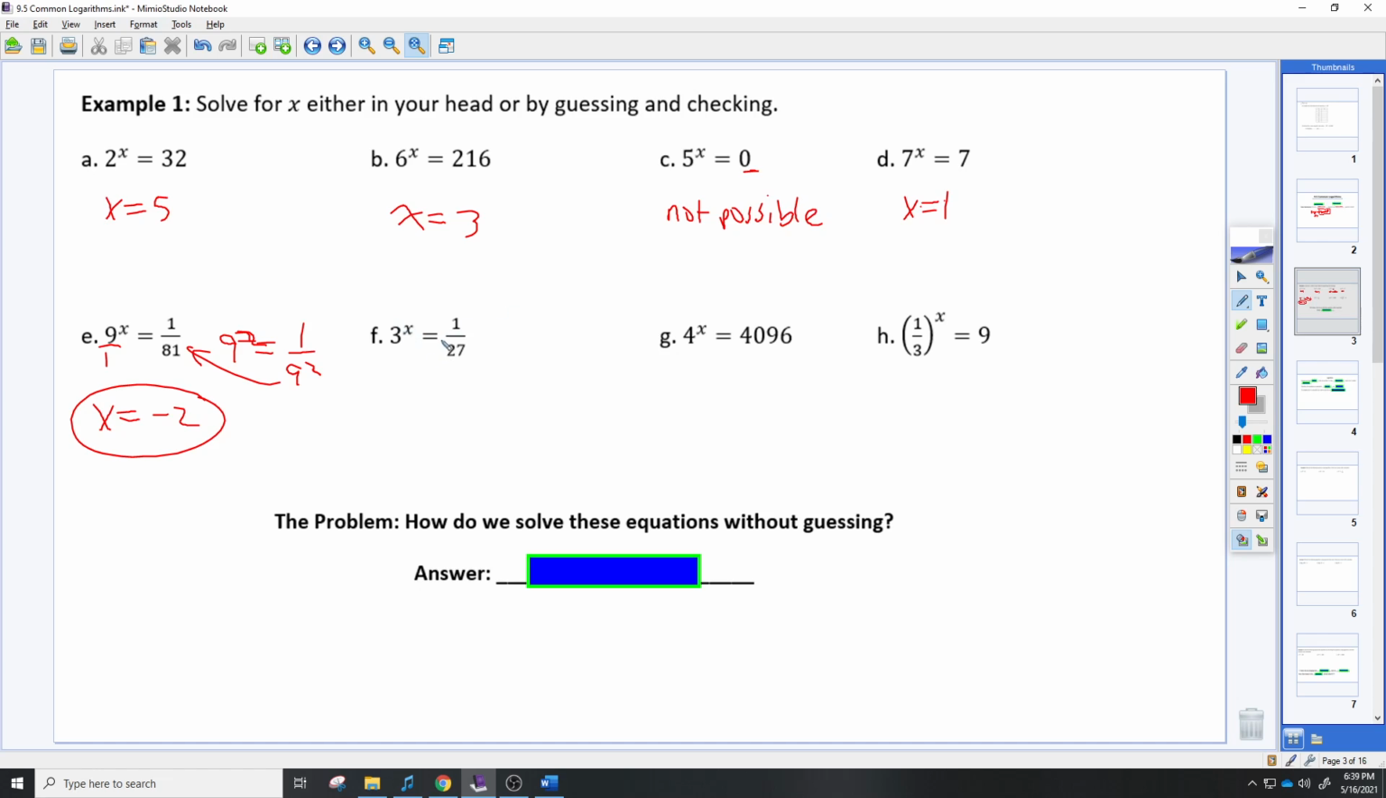For f, doing the same thing, we need a negative value. So it's x equals something with a negative. And to get 27, that would be 3 to the third power. All right, and then this next one here, we have a pretty big number. 4 to what power gives you 4,096? And that is x equals 6. Again, you could just use your phone calculator, or if you have your table, you could use that as well. So that's 6.